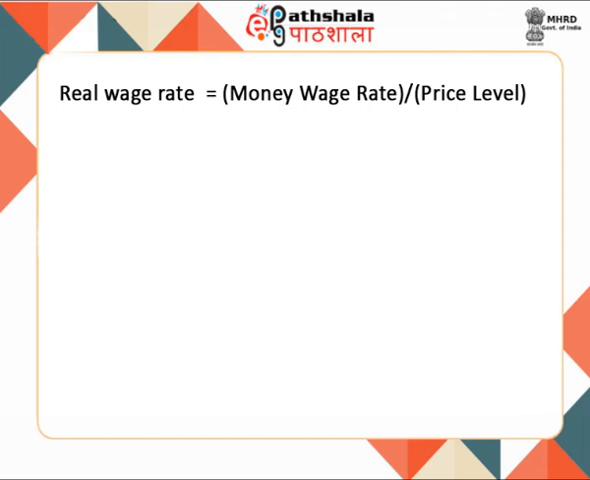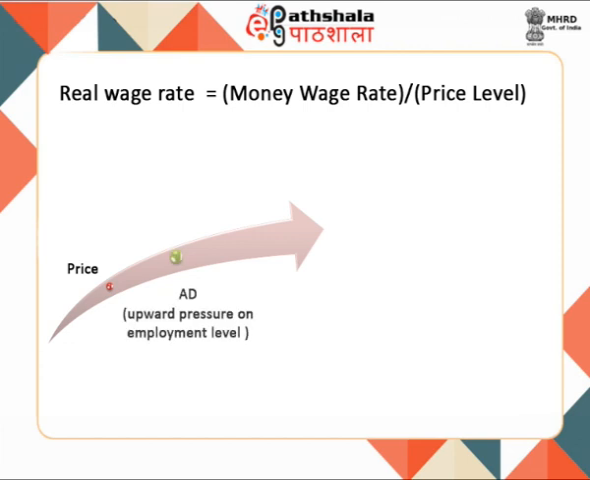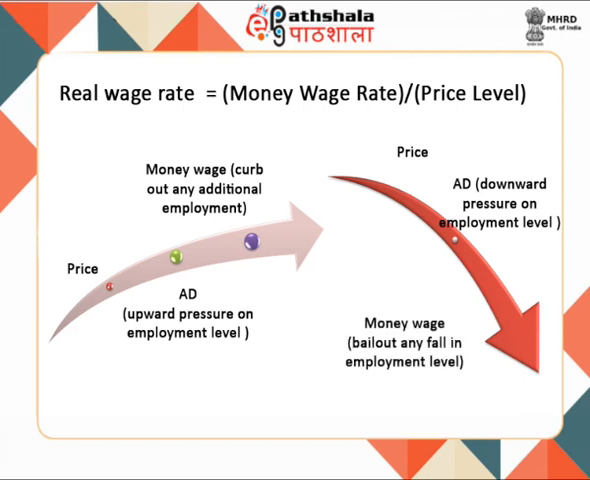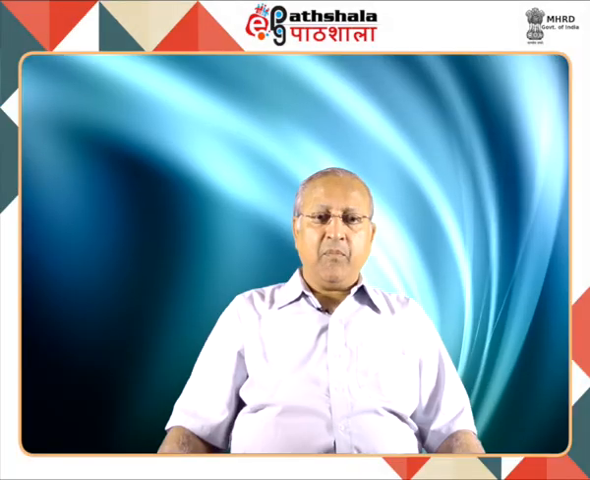If there is a tendency of price level to increase due to an increase in aggregate demand, thereby creating upward pressure on employment level, then money wage rate shall rise instantaneously so as to curb any additional employment. On the other hand, if there is a tendency of price level to decrease due to a decrease in aggregate demand, thereby creating downward pressure on employment level, then money wage rate shall fall instantaneously so as to bail out any fall in employment level. The employment level can only be changed through changes in the real wage rate.